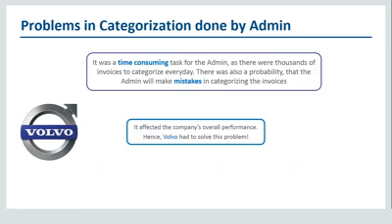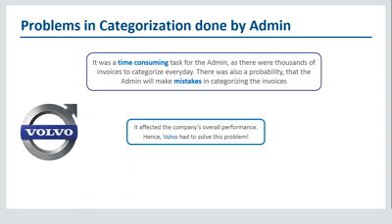So what did Volvo do? Like I said, it was a time-consuming task for the administrator to segregate the invoices based on the department, and this had to be automated. It also involved the probability of making mistakes, because when there's a human element involved in solving a problem, you always cannot rely on that human, because humans tend to make mistakes, but a machine does not.